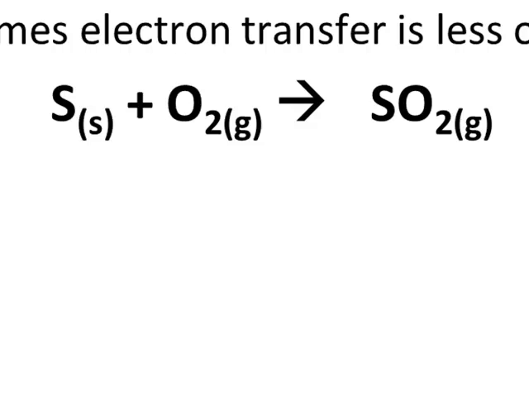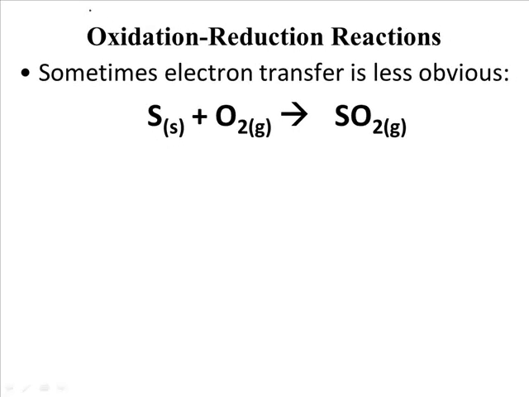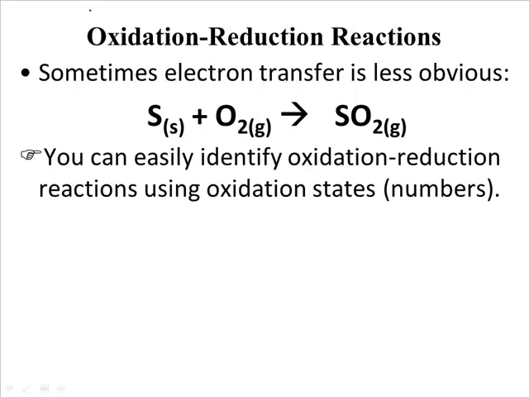But let's look at this reaction to figure out why we can be so confident that this is an oxidation-reduction reaction, even though there's no charges. Well, with the lack of charges in most covalent compounds, we need to use a different trick to figure out whether electrons were gained or lost. That trick is to use something called oxidation states.